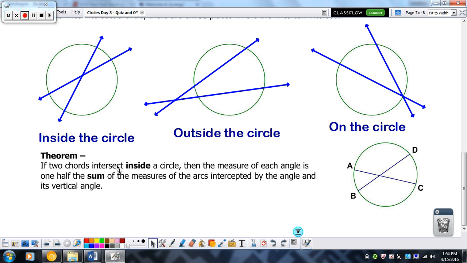So here's the theorem: if 2 chords intersect inside a circle, then the measure of each angle is 1/2 the sum of the measures of the arcs intercepted by the angle and its vertical angle. So if we look over here, these angles are vertical. They intercept arcs AB and CD. So if I add those arc measurements together and divide by 2, I'd get the measure of this angle or this angle, which are the same because they're vertical angles.